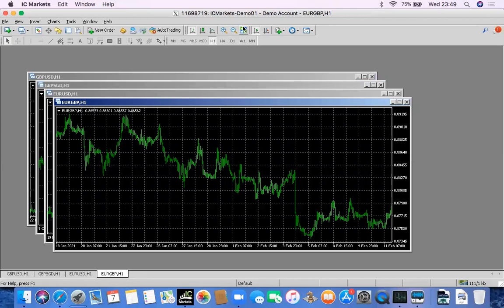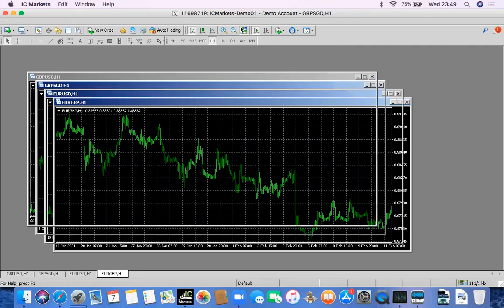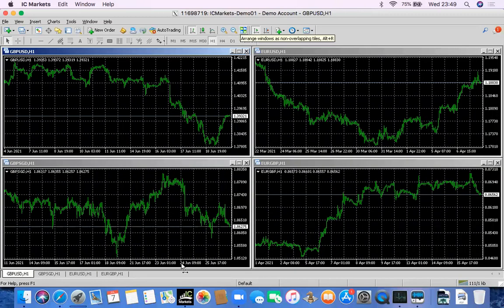So you just click here: Arrange windows as non-overlapping, or you could use whatever control you have. Okay, and there you have it. So you open all those pairs and then you hit that little square button up there?